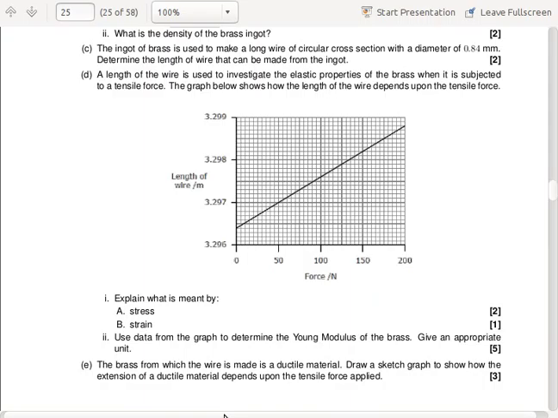You put a force onto the wire. So here's the graph. Here's the force and here's the length. So if you increase the force, you increase the length. Actually, I don't think this is the same wire. No, it's a different one. It just says a length of wire. Anyways, first part, you don't even need this graph. What is stress and what is strain?